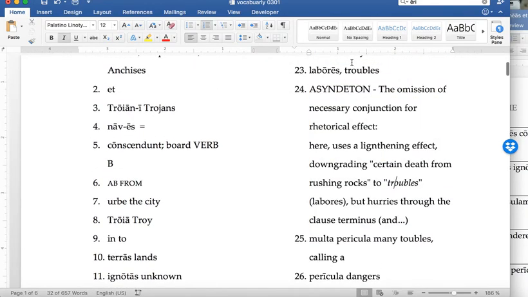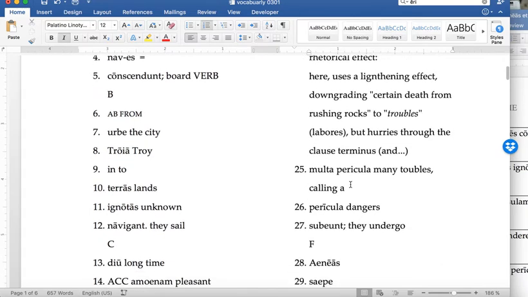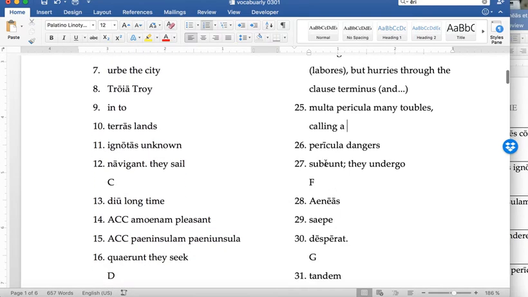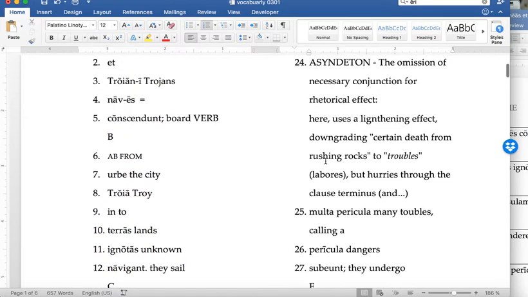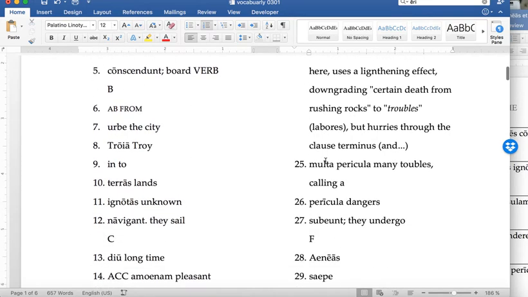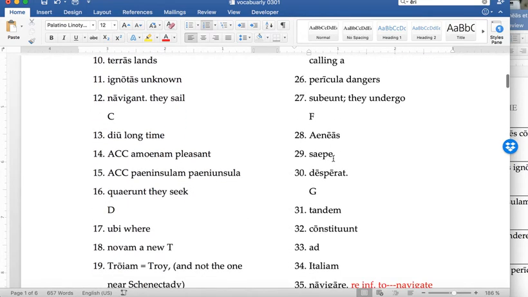So there are two things that are in this list. Multos labores, many troubles. Many perils, many dangers. So the joke is that what he's calling troubles are what they're actually going through. Subeunt, they undergo. They undergo many perils, many troubles. Aeneas saepe desperat, Aeneas often despairs.